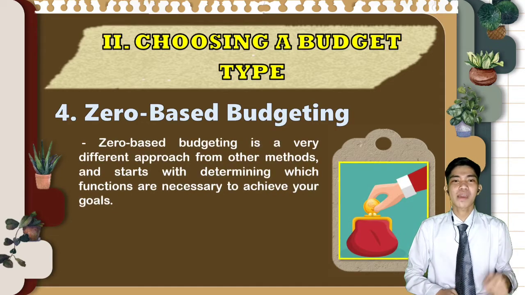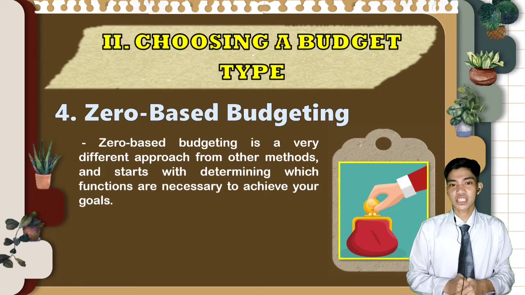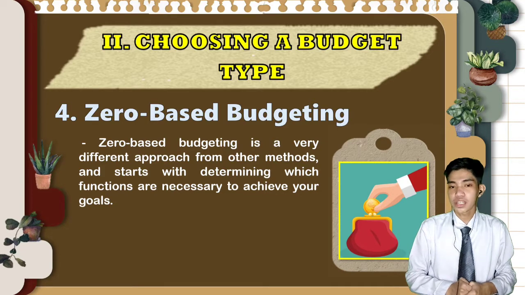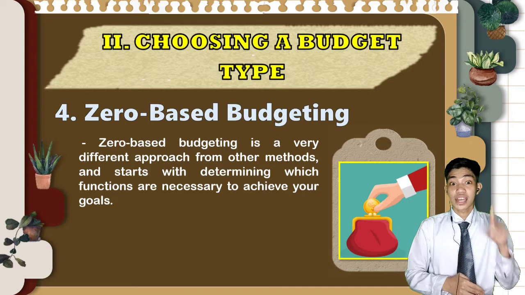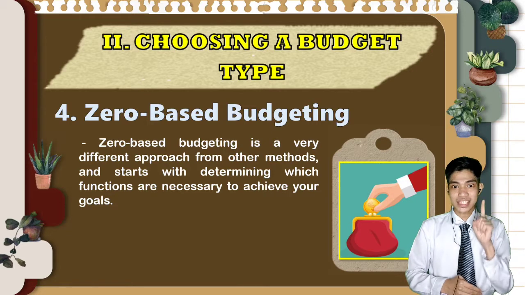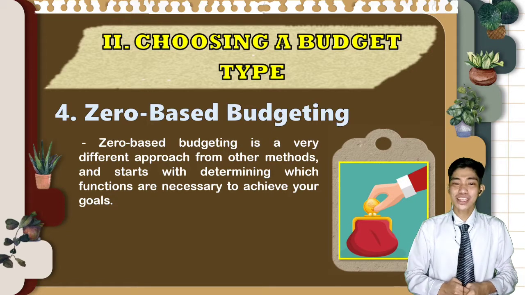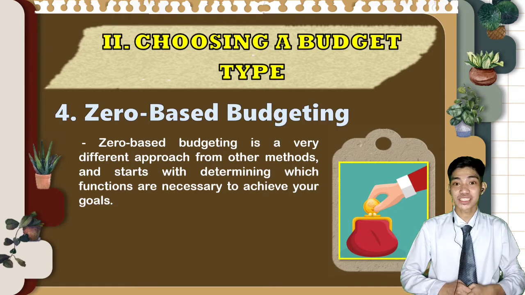The zero-based budgeting is a very different approach from other methods and starts with determining which functions are necessary to achieve your goals. The controller and manager divide expenses based on their function, similar to an organizational chart that divides hierarchy based on job description. Then, they examine the goals of each function to determine what specific programs are necessary to accomplish them. Sa madaling salita, ito ay isang pamamaraan ng budgeting in which all expenses must be justified for each new period of time.